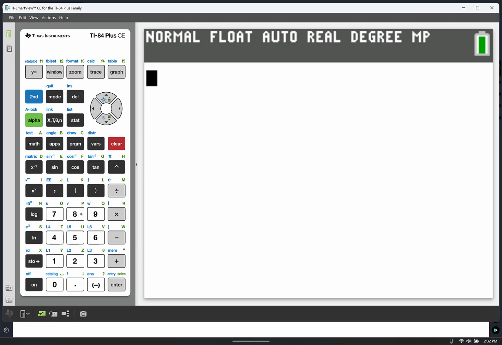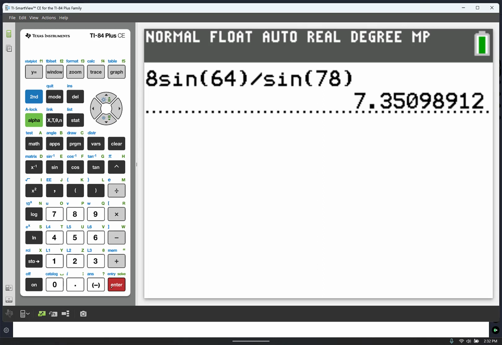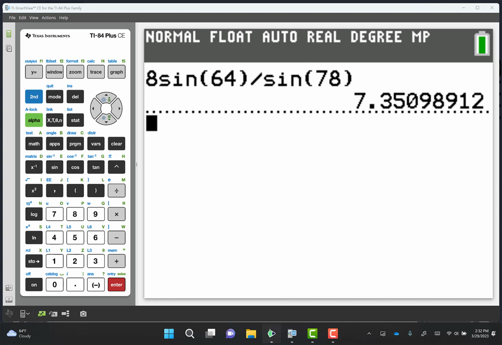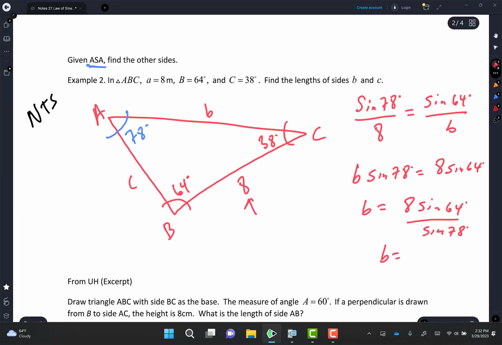So I'm going to clear this. 8 sine 64, close, divided by sine 78. Did you guys get 7.351? Or no? Okay. B equals 7.351. All right, now I want the C, I already got the A.